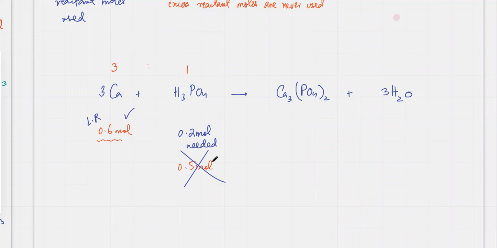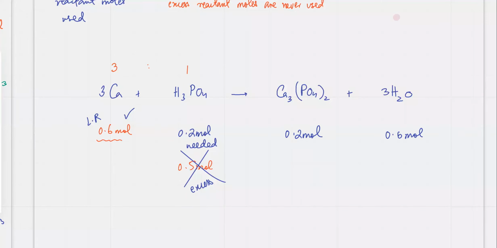Remember also this fact, that it's not always the bigger value that's in excess. According to the ratio, you have to find the moles which are added more than the required amount. The required amount was 0.2 moles, but you added 0.5, which is in excess. So if I want to find the moles of calcium phosphate, I'm going to use this one, 0.6 moles, 3:1. So this would be 0.2 moles as well. If I want to find the moles of water, it's 3:3, which is exactly the same. So 0.6 ratio, 0.6.